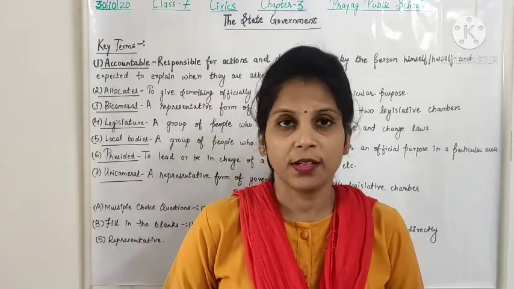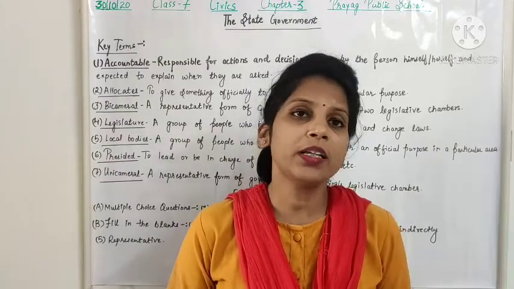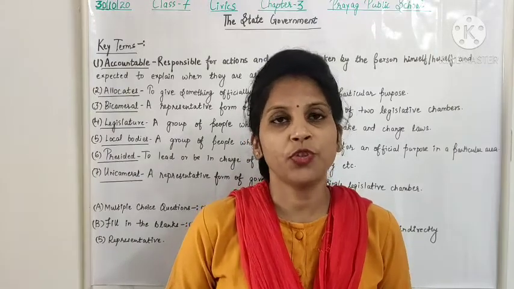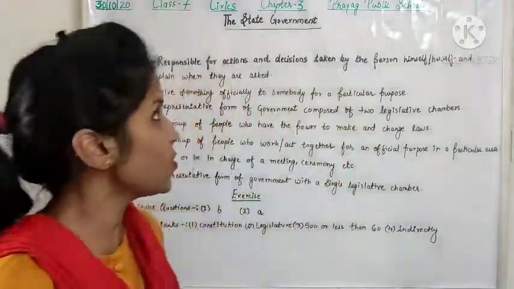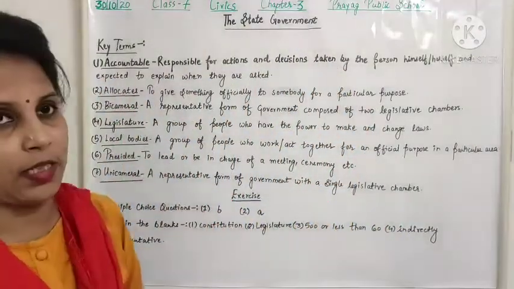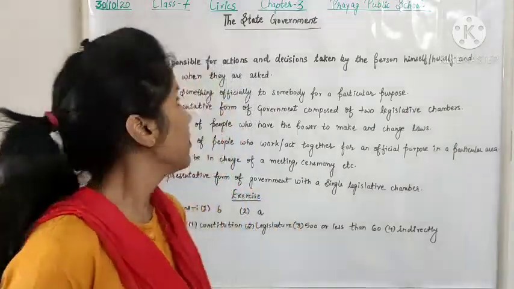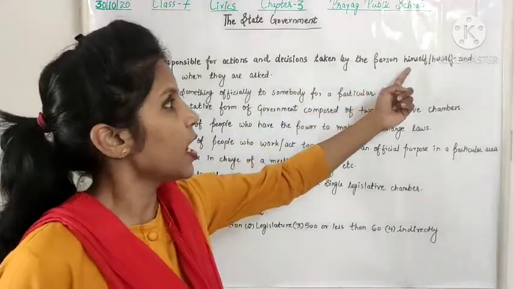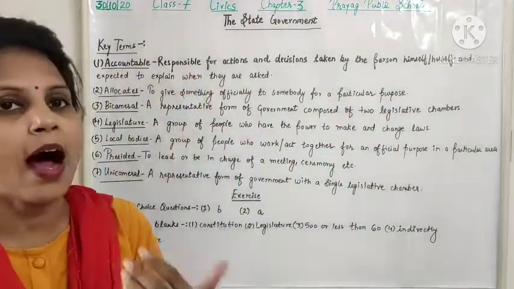Before starting the exercise discussion, let me explain to you the important key terms of the chapter so that it would be easier for you to understand it better. Okay, so let's get started. The first one is accountable. Accountable means answerable, ki jawabdehi. Theek? Responsible for actions and decisions taken by a person, himself, herself, and expected to explain when they are asked.